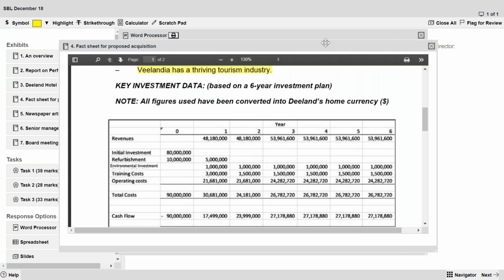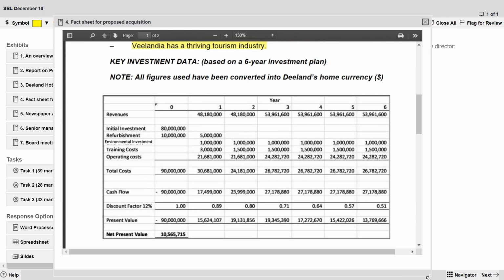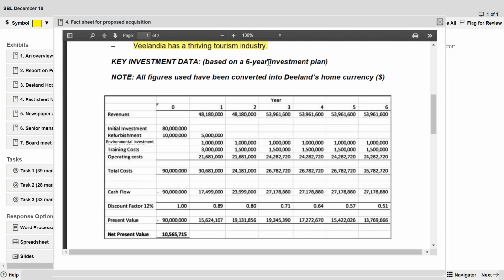Let me increase the size of this for you so that you can see. So this is key investment data based on a 6-year investment plan. Note all figures used have been converted into DLAND's home currency. There is year 0, year 1, year 2, year 3, year 4, year 5, year 6. Revenues, initial investments, some expenses, total cost, cash, net cash flow, discounting factor, present value, net present value. I give you 5 minutes. Please analyze this projection and come up with 3 to 4 observations or comments.